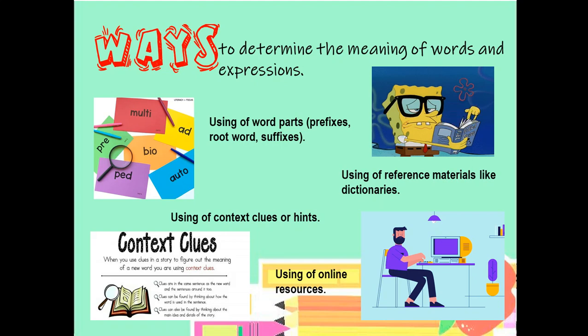Now, as a recap, we will be dealing with the ways to determine the meaning of words and expressions. The first one would be using word parts. The second one is using reference material like dictionaries. The third one, using context clues or hints. And the fourth one would be using online resources. As I mentioned earlier, for today's video, we will be dealing only with one strategy. You will be using only one of these 4 strategies. And I would like you to guess, what do you think?